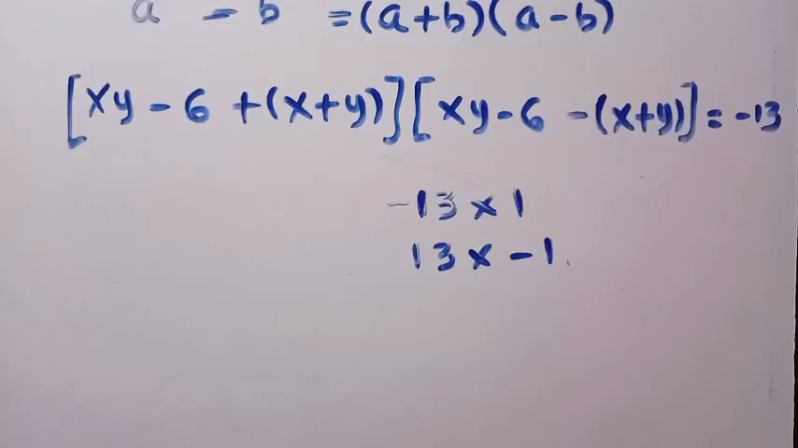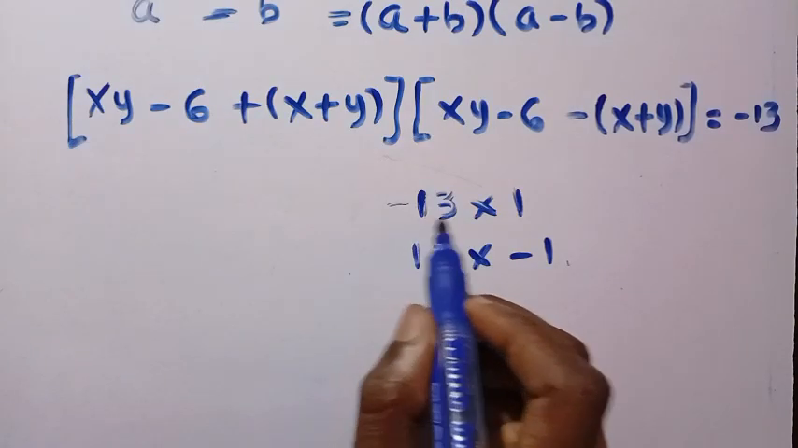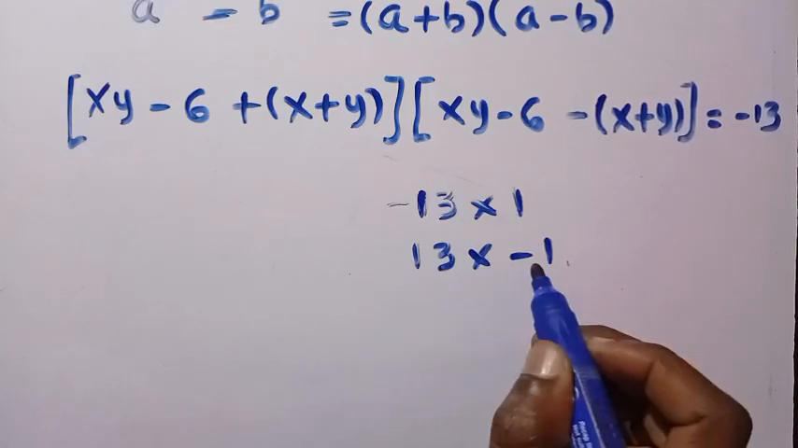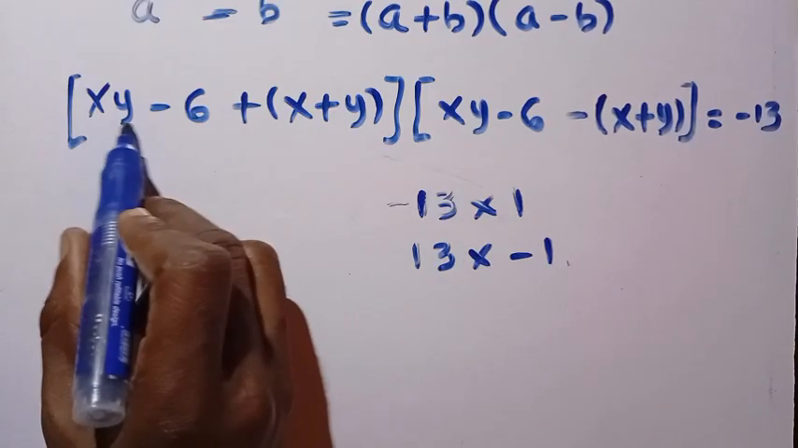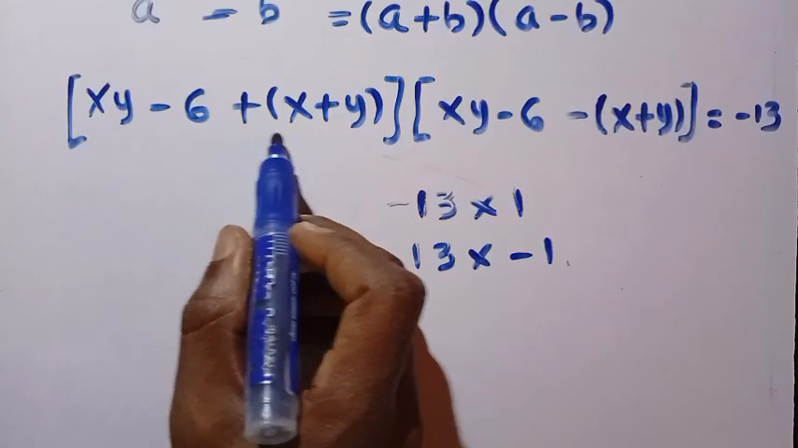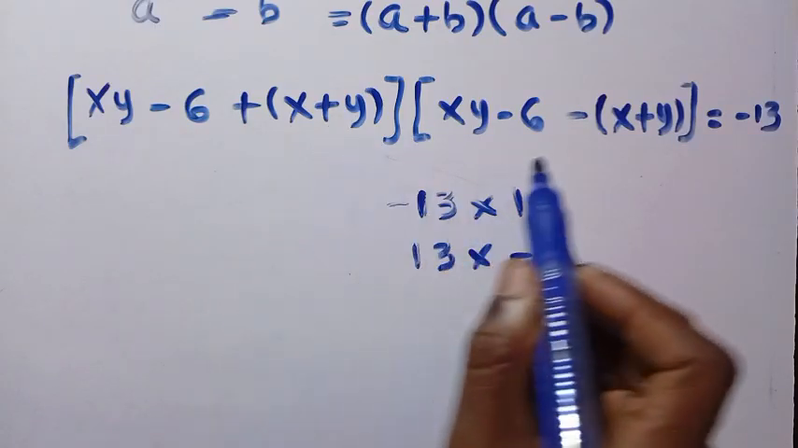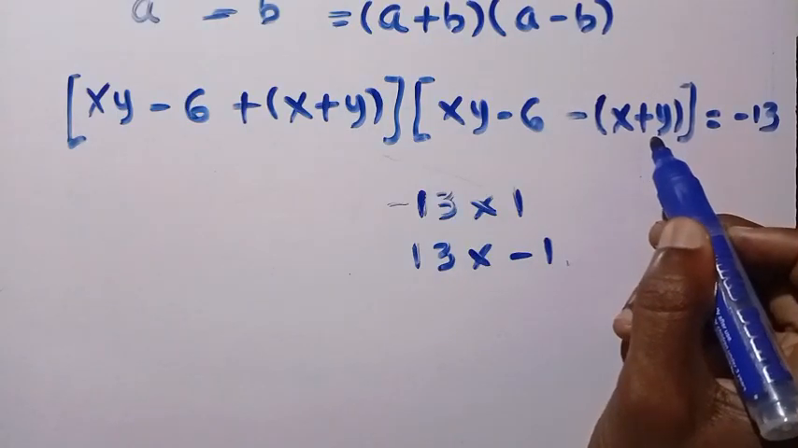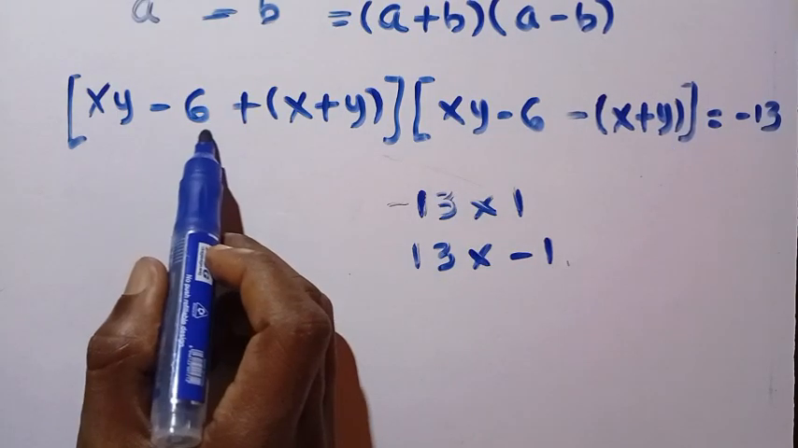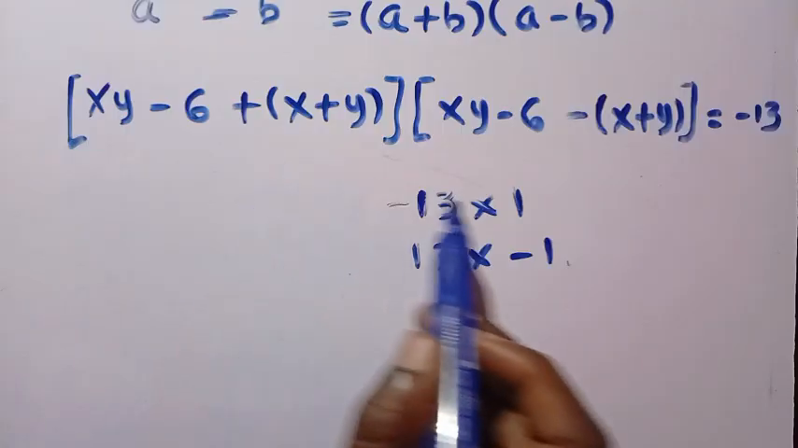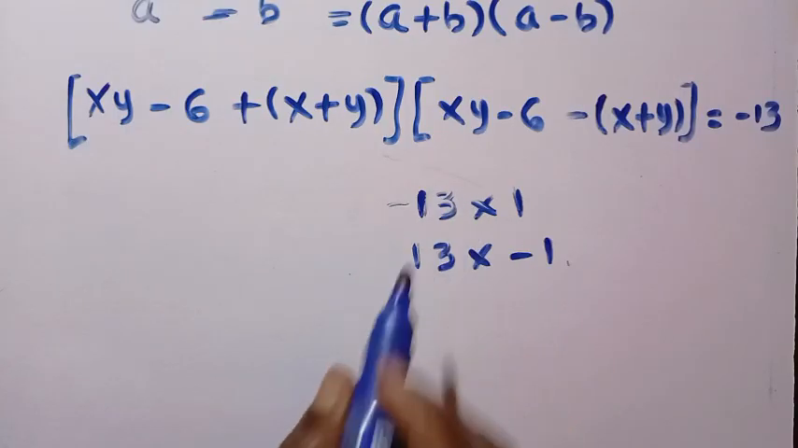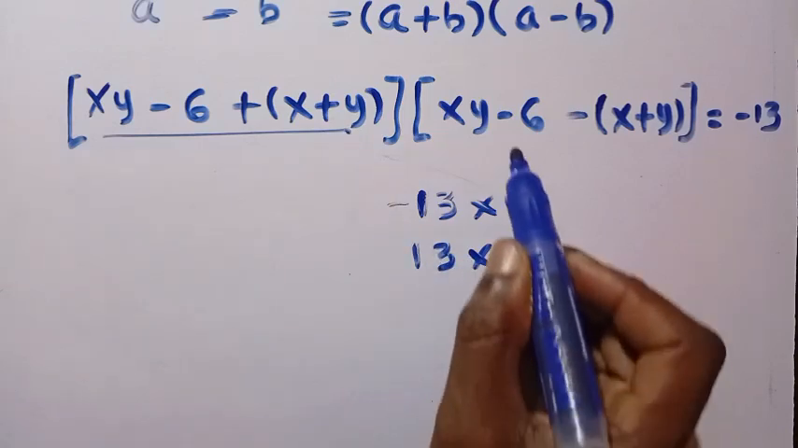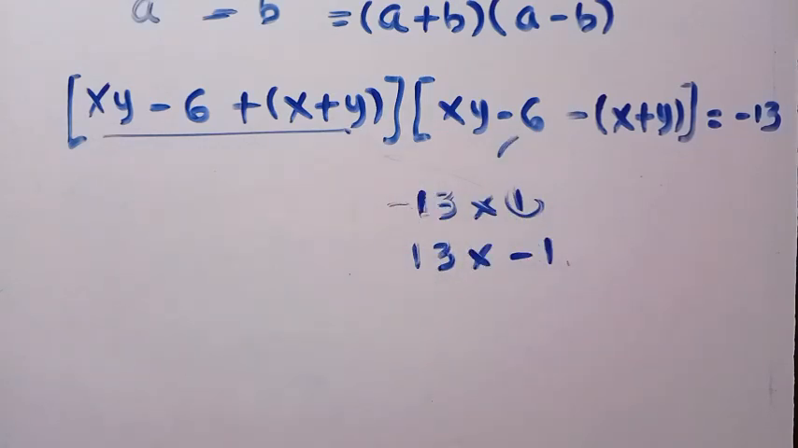Therefore, after getting the product, the factors of this are minus 13 times 1 and 13 times minus 1. So for this, xy minus 6 plus (x plus y) is always greater than xy minus 6 minus (x plus y). So this one is going for only the number that is greater than the second one. Therefore, we let this one equal 1 and we let this one equal minus 13.